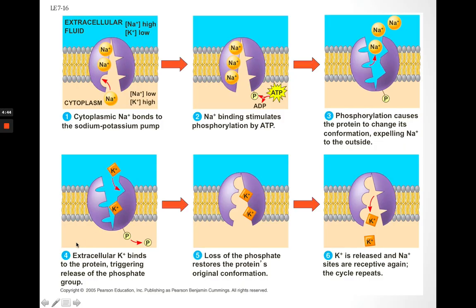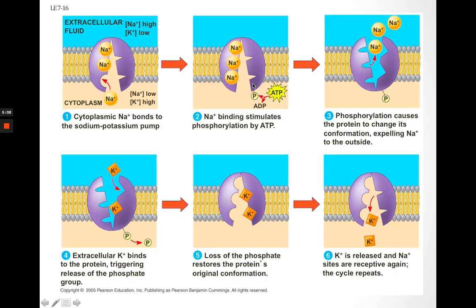So take a look at step 4. So this is where we're going to be pretty impressed by the efficiency of this molecule, okay? We're going to push 3 sodium out, and then we're going to bring 2 potassium in. So 2 potassium are going to come in. They're going to bind to the binding site. When the second potassium binds to the binding site, that's going to trigger the release of the phosphate group.